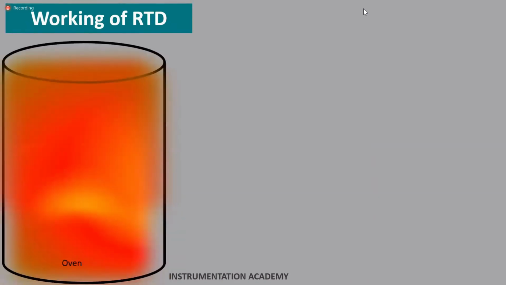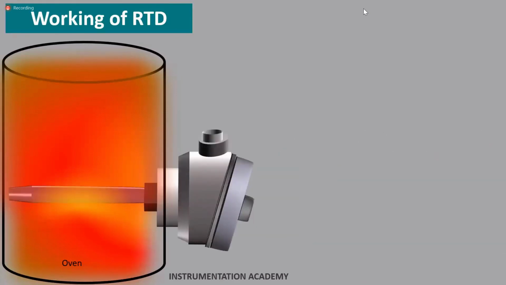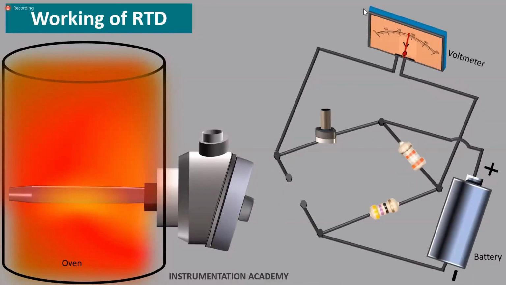Working of RTD. Suppose we want to monitor the temperature of an oven. To do this, the probe of an RTD is inserted into the oven. Due to the temperature of the oven, the resistance of the sensing element of the RTD varies correspondingly. The RTD gives output of resistance in ohms, but that is not a standard signal that can be transmitted into the control room. So we have to convert that change in resistance to a change in voltage, and this can be done using a Wheatstone bridge.